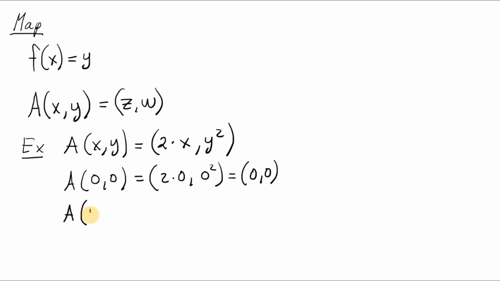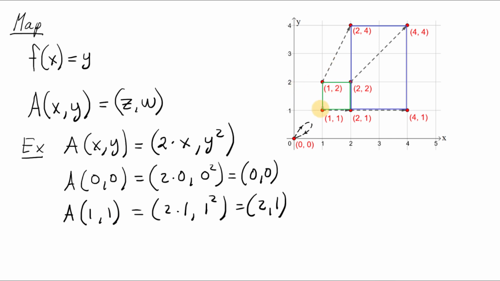And if we map the point 1, 1, it will be mapped to the point 2, 1, and so on. So we can map different points. We see here that the point 0, 0 was mapped to itself. The point 1, 1 was mapped to 2, 1. The point 1, 2 will be mapped to 2, 4, if you calculate it, and so on.